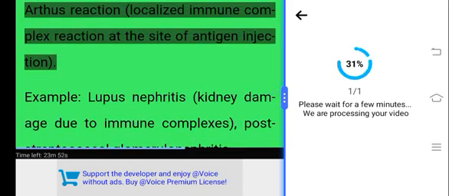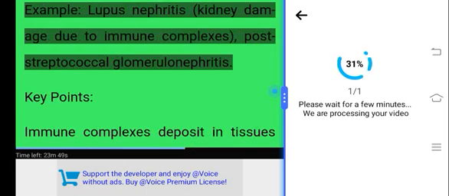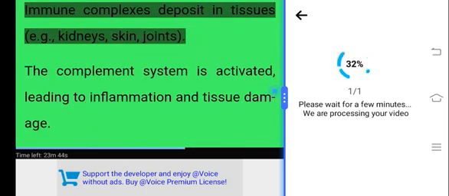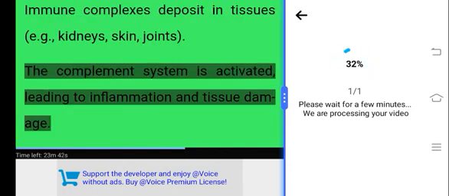Arthus reaction, localized immune complex reaction at the site of antigen injection. Example, lupus nephritis, kidney damage due to immune complexes, post-streptococcal glomerulonephritis. Key points. Immune complexes deposit in tissues, e.g., kidneys, skin, joints. The complement system is activated, leading to inflammation and tissue damage.